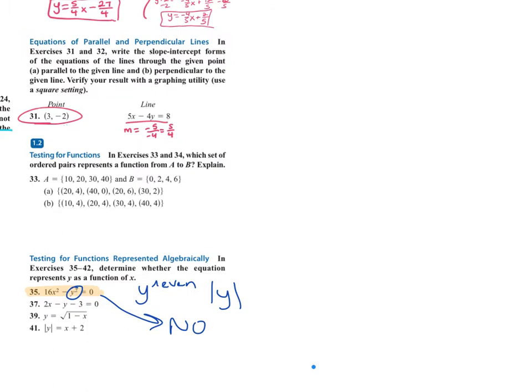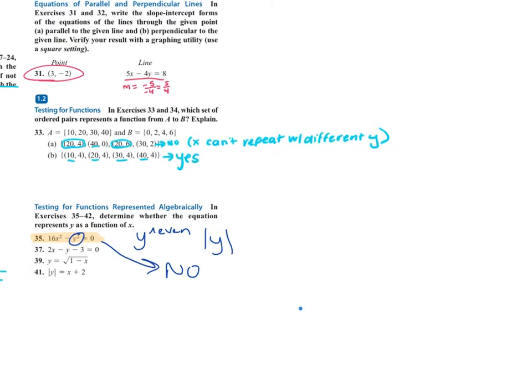33 just says, does this represent a function? So remember, if the x repeats with a different y, it's no. So if I look at A, here's my x values. 1 repeats, it has a different y, which means this is a no. X can't repeat with a different y. This 10, 20, 30, 40, this is fine. This is a yes, okay, because the x doesn't repeat with a different y.